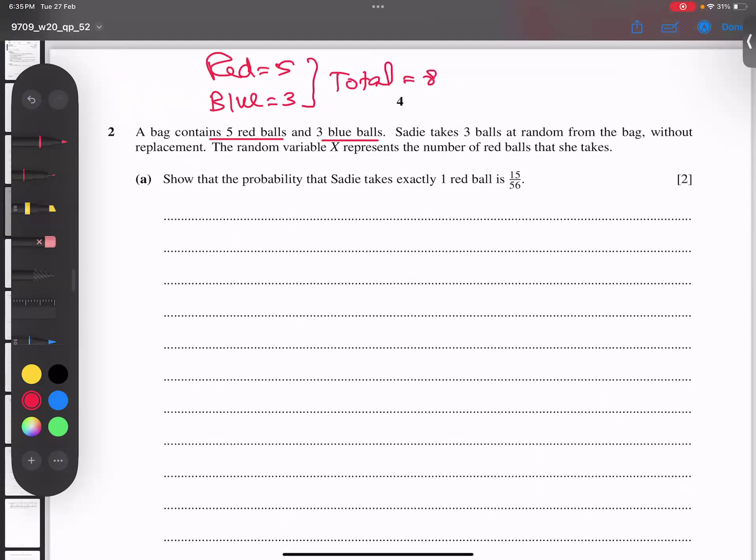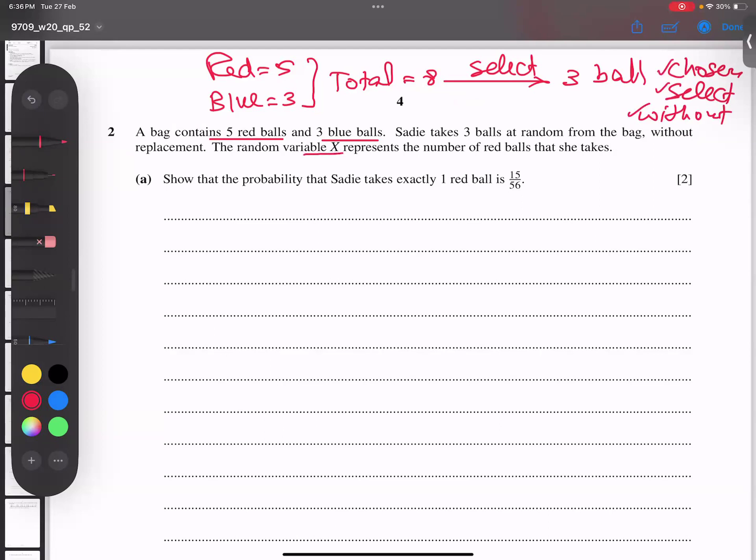He said Sadi takes 3 balls at random from the bag without replacement. The word selection, we can also say he selects how many balls he chooses from here. Sometimes he can use the word takes 3 balls, or chosen, or select, or without replacement. All three have the same meaning.